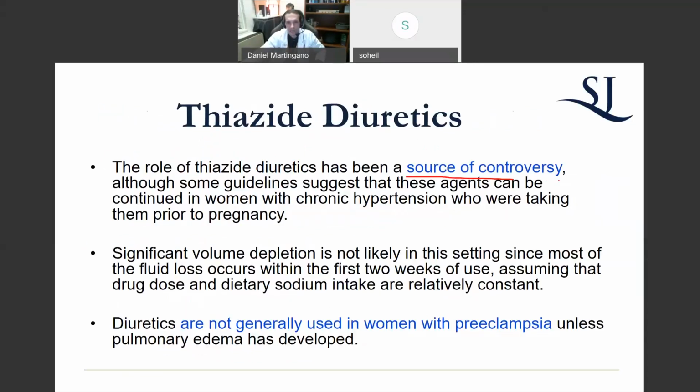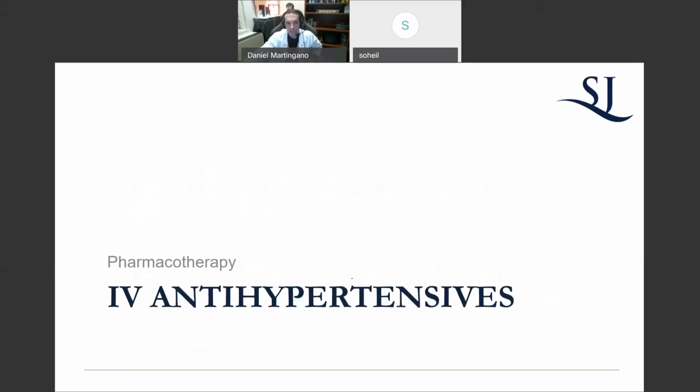Thiazide diuretics are not really used. It's not that they're contraindicated, but they affect the volume, right? That's kind of the point of them. They affect the kidney's filtration system, not the kidney parenchyma itself. It's not a loop diuretic, but you're also worried about volume depletion and the shifts in pregnancy anyway. Some people use them, other people don't. Generally, they're not used in women with hypertensive disorders at all, most certainly preeclampsia, because you're concerned about that. But it's not that they're contraindicated. So I just wanted to mention that. Don't put too much thought into this. It's more of a discussion. So those are your options.